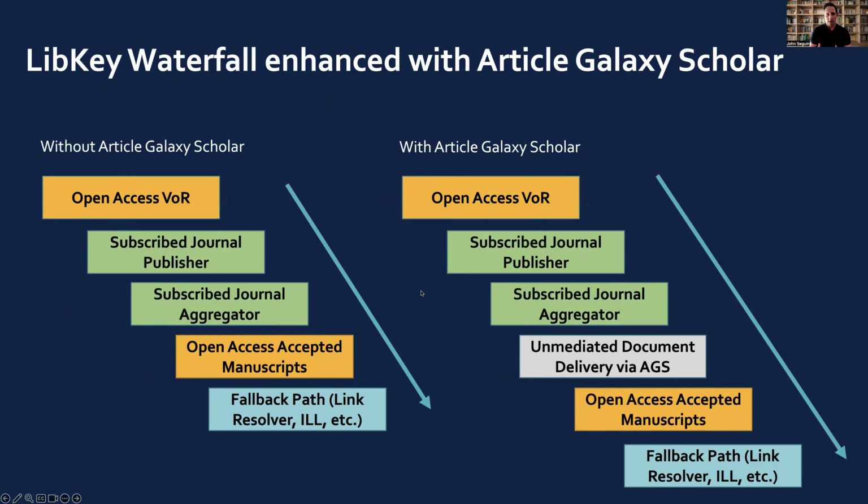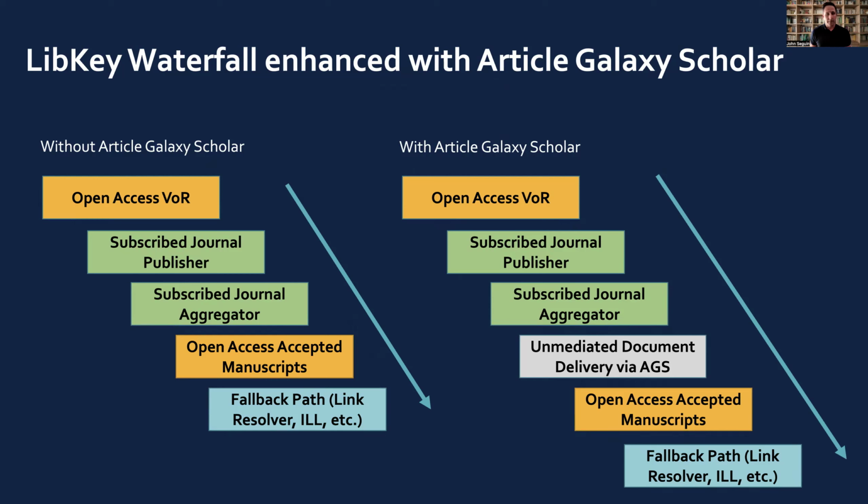So traditionally, our waterfall has had things without Article Galaxy Scholar on the left. You can see there, again, that's that waterfall we talked about earlier. Open access version of record, subscribed journal publisher, subscribed aggregator, open access manuscripts, and then we have the fallback path. But with Article Galaxy Scholar, you can see there's a new box that's added, which is that gray one there, where you have unmediated document delivery.